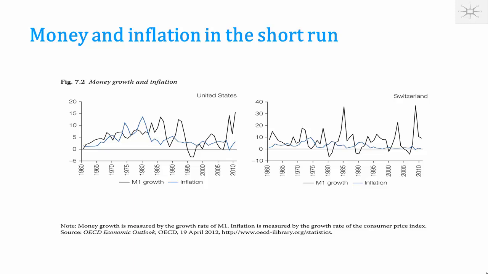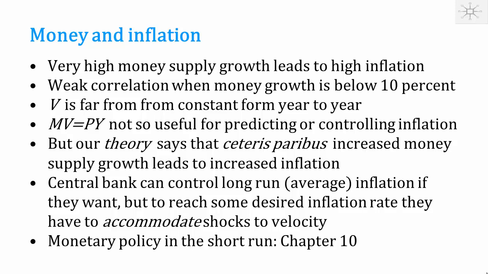So the figure here on the left shows growth of money supply measured by M1 and inflation in the United States, and you see that there is very little correlation between those growth rates. So that suggests that there are other things going on, especially that velocity is actually, in the real world, not constant. So what can we conclude from this?